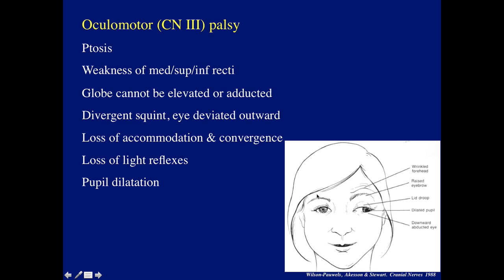This picture here kind of highlights the main finding: the lid droop, the elevated brow to make up for that, and the downward abducted gaze.